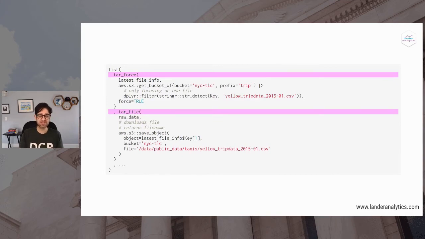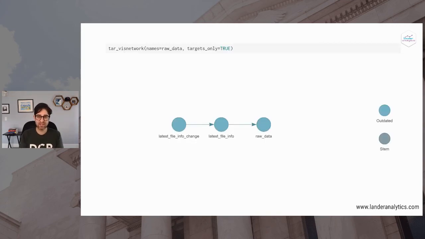We can visualize our DAG by calling tar_visnetwork. Even though we only had 2 steps, it shows us 3 because tar_force is actually 2 in 1. Typically, this visualization only will show the difference between outdated targets and up-to-date targets. But since I use tar_force, that runs every time. So even though subsequent targets will be up to date, they will still be shown as outdated. And there's nothing we can do about that right now.